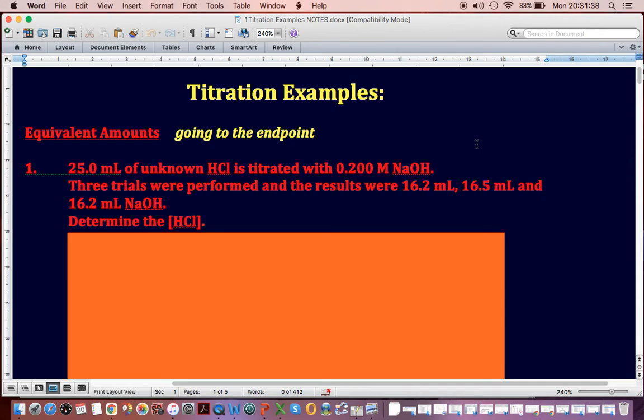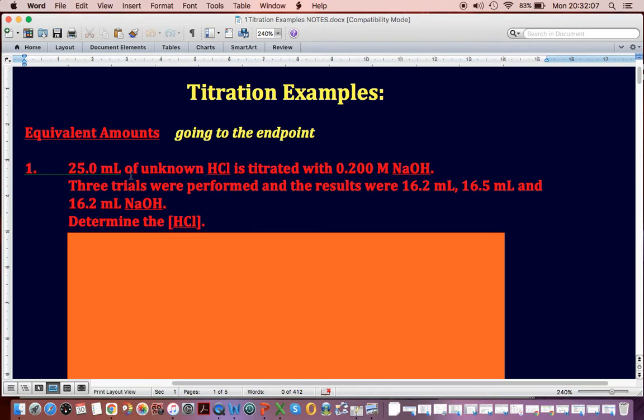Good day. You should have a series of pages that say titration examples, and I'm going to go through these in a series of videos. So titration examples, we're going to go for equivalent amounts, and that'll be like what we did in redox. It means we're going to stop at the end point. Later on, we're going to do non-equivalent amounts, and that means we can figure out the pH at any given point when we're creating a pH curve.